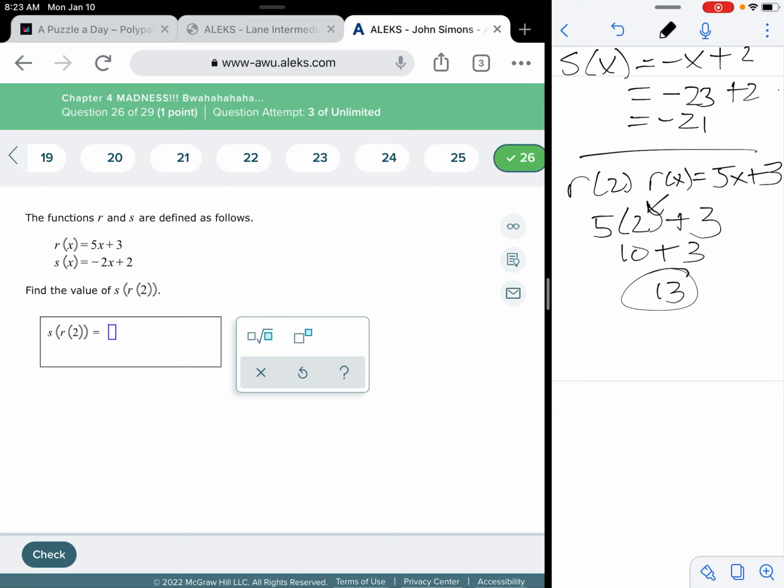And now I'm going to put that into my s function, and my s function is negative 2x plus 2. So I'm going to have negative 2 times 13 plus 2. So I got negative 26 plus 2, so negative 24.